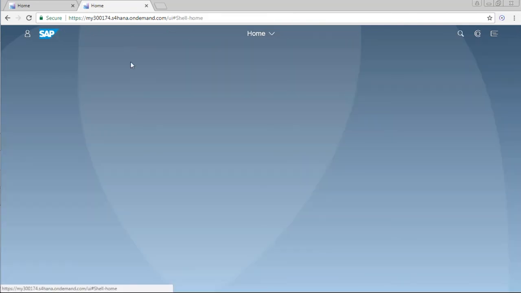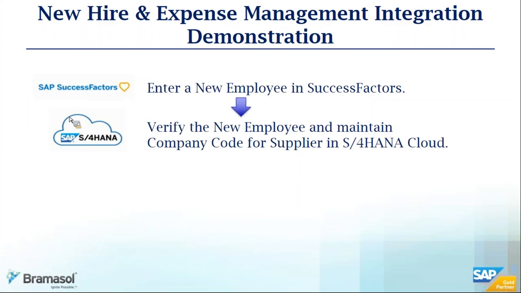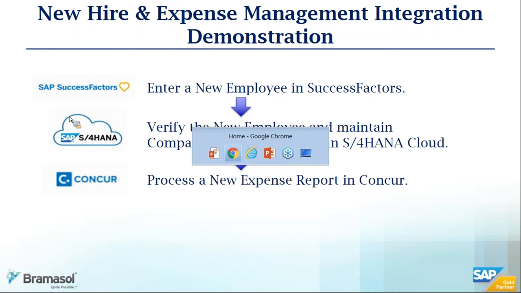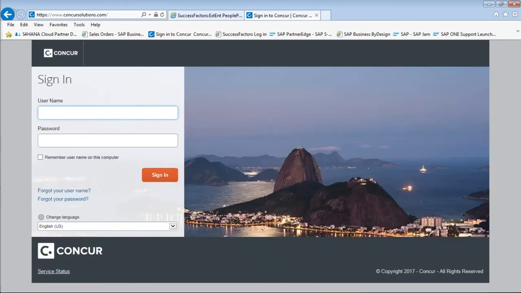And we're going to go ahead and go back to this PowerPoint slide here. So now that we've verified the new employee and maintained that employee as a supplier in the cloud system, we can now process a new expense report in the Concur system. So let's go ahead and go to Concur. At this point, this is when the employee will actually go in and sign in under Concur under his own user ID. So we set up his user ID as sgilbert@sap.com. We'll put in his password.